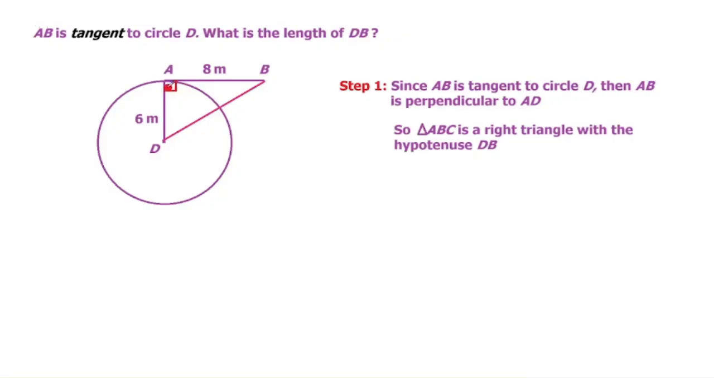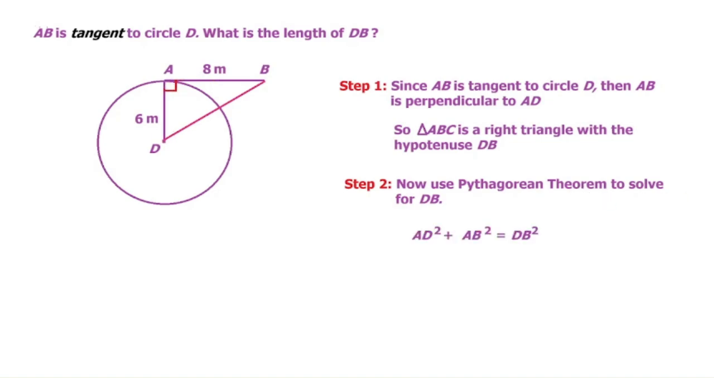So here's our 90-degree angle. And it's a right triangle, and the hypotenuse is DB. So now, because this is a right triangle, we can use the Pythagorean theorem to solve for DB because we have these lengths here. And then we can use my favorite theorem, the Pythagorean theorem, to solve for DB.